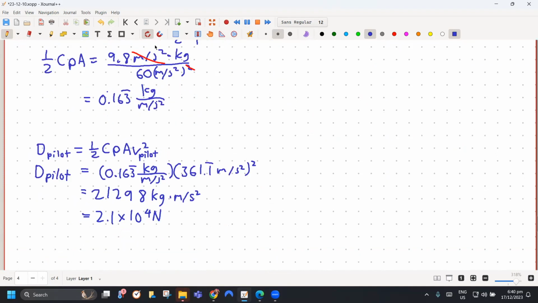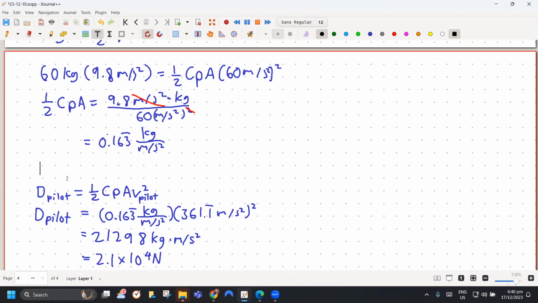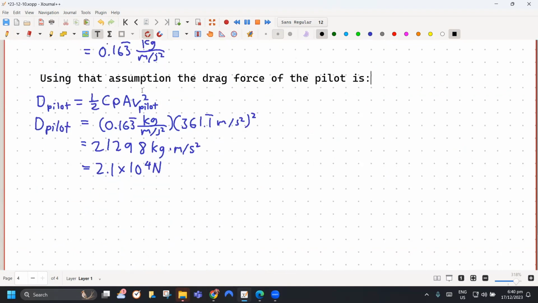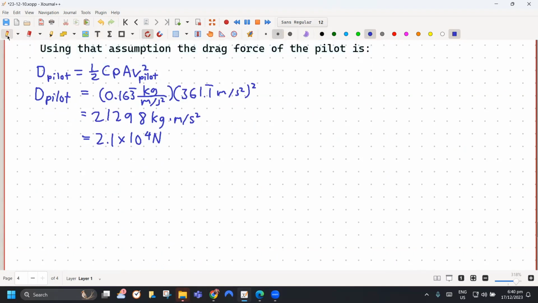Going back, using that assumption, the drag force on the pilot is 2.1 times 10 to the fourth newtons. It's clearer that way, because you know the second calculation was done for the skydiver, and then using that, you bring it back to the pilot.